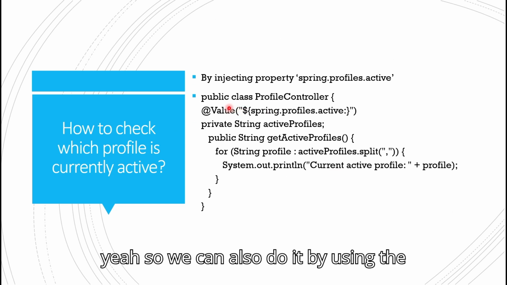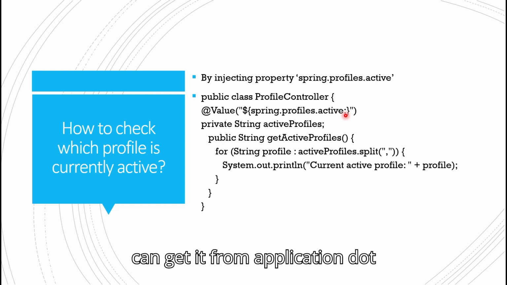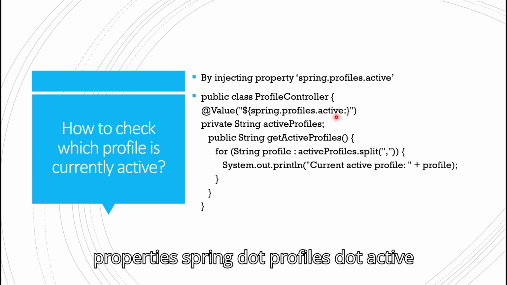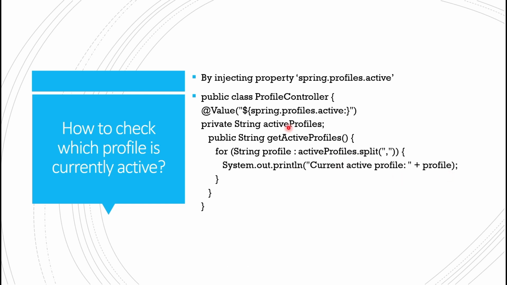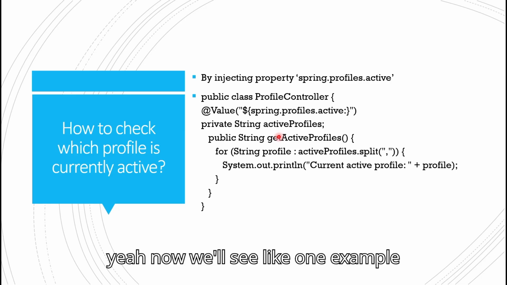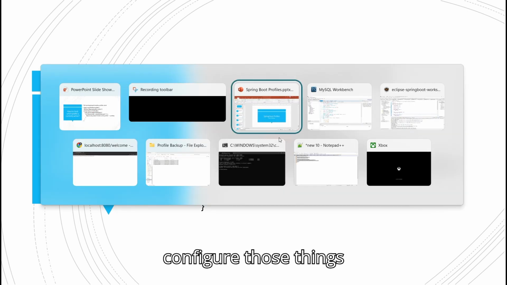Yeah, so we can also do it by using the Value annotation. This value we can get from application.properties, spring.profiles.active, and we can try to check which profile is active. Now we'll see one example of how we configure those things.